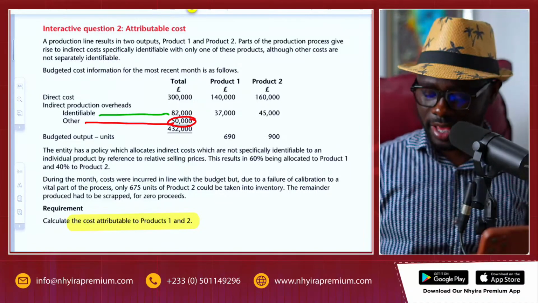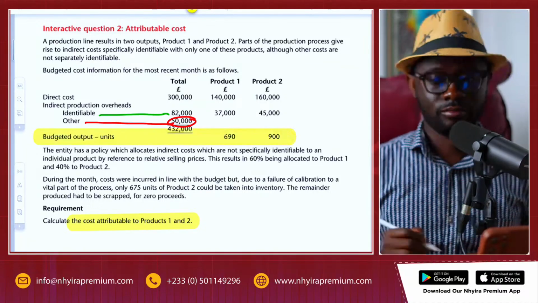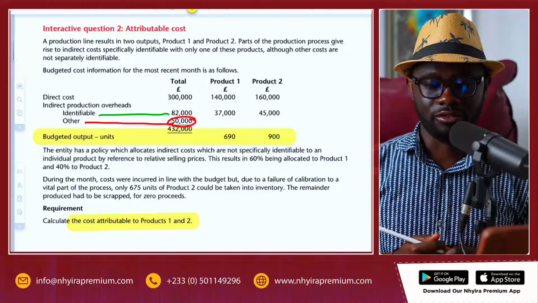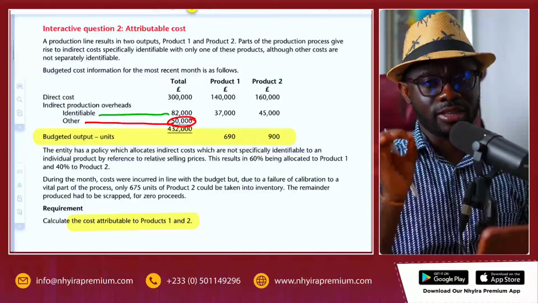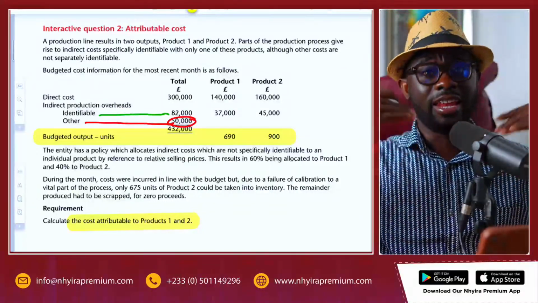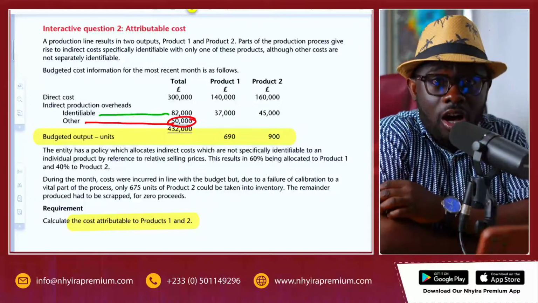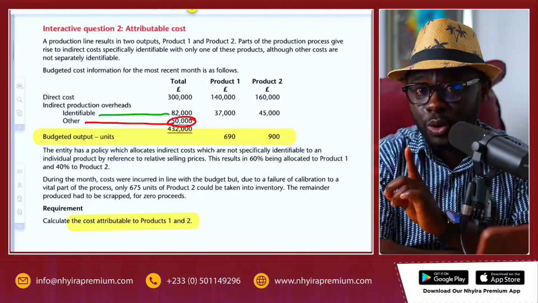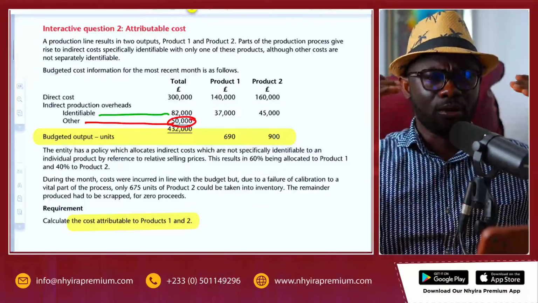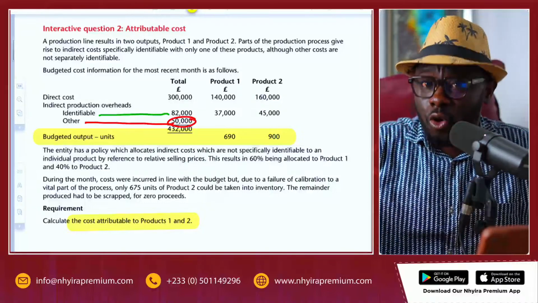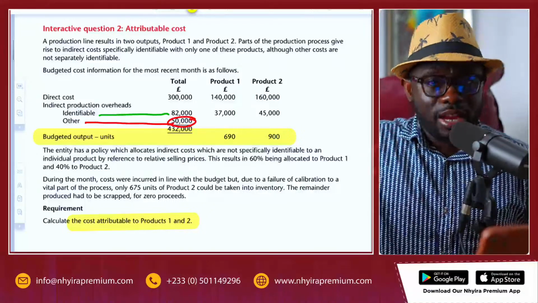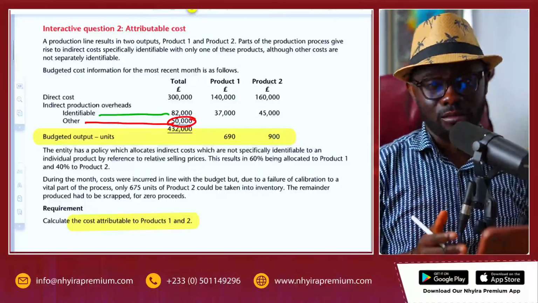Then we are given the budgeted units. Product one is 690. Product two is 900. We'll come back to that. Again, if you pay attention, you see that I read, I work. I didn't read the whole question and then ask myself, hey, my God, how can I answer the question? No. You read, you work. That way, you are processing less information at a go. And it helps you to understand and work with that speed and accuracy thing in the exam hall.